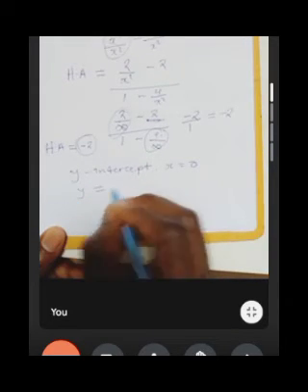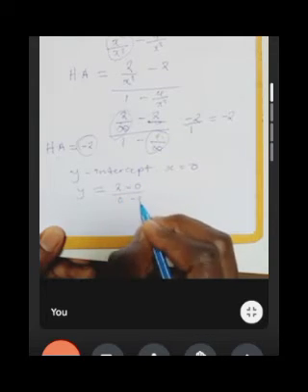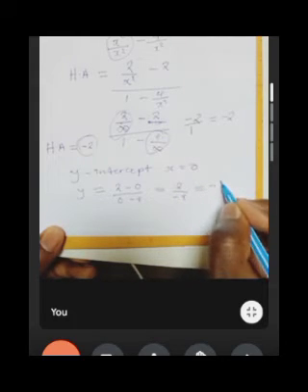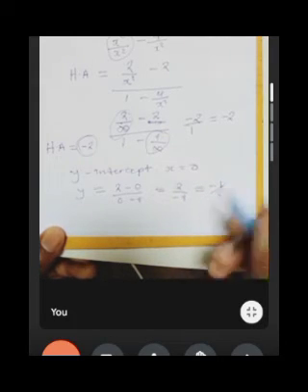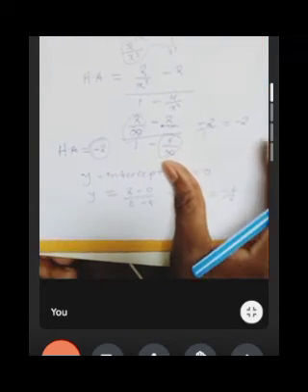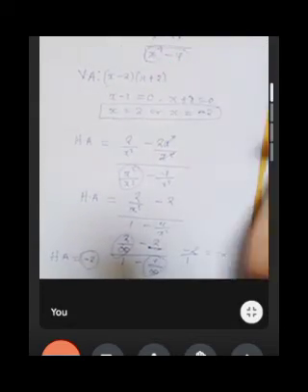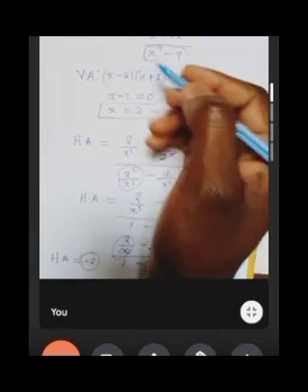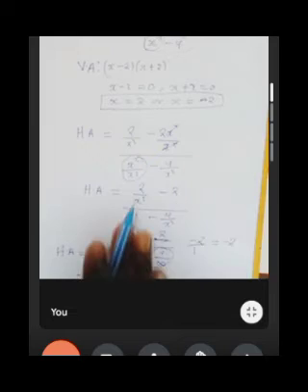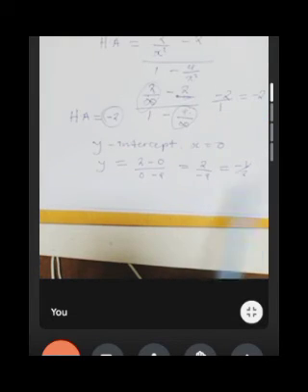Y is going to be equal to 2 minus 0 over 0 minus 4. This is going to be equal to 2 over negative 4, which is going to be equal to negative 1 over 2. These are simple mathematics. We can't even be wasting time on this one. If you replace 0 here, it's 0. You put 0 here, 0. 2 minus 0, I mean 2. 0 minus 4, negative 4. You divide, you're going to get negative half. So you are done with this part, the y-intercept.